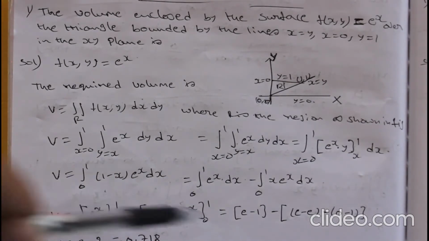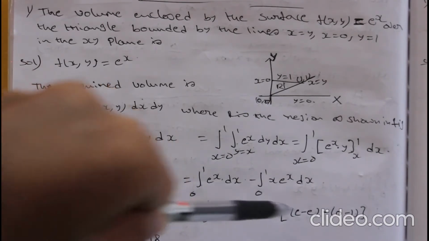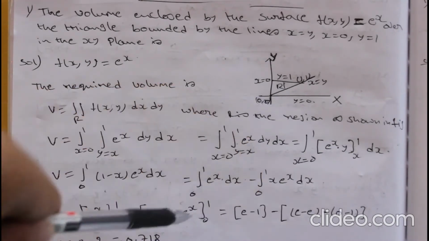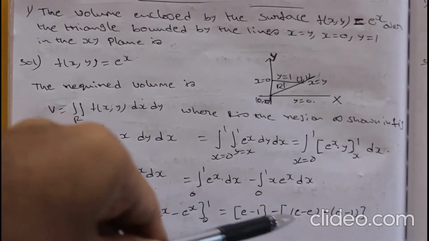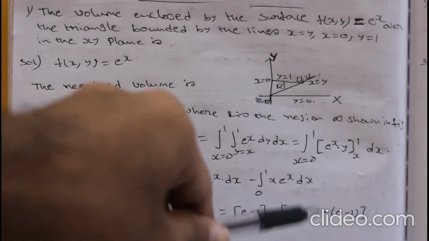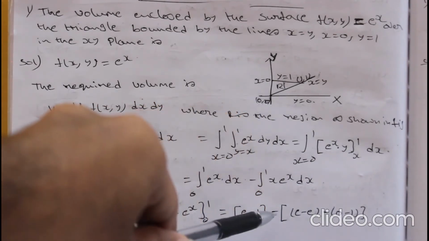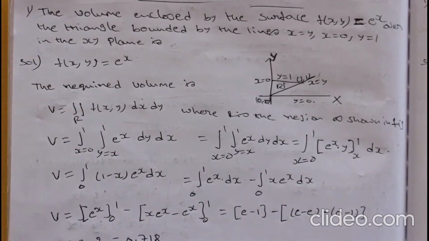After substituting, e^1 is nothing but e, minus e^0 which is nothing but 1. So e minus 1, minus 1 times e^1, minus e^1. So e minus e minus 0 times e^0, that is 0, minus e^0, that is 1. Okay, so what we got here, e gets cancelled. So e minus 1, and minus of minus is plus, and here another minus is there. So e minus 1 minus 1, so e minus 2. If you find the value of e minus 2 in the calculator, you will get 0.718. That is the answer.